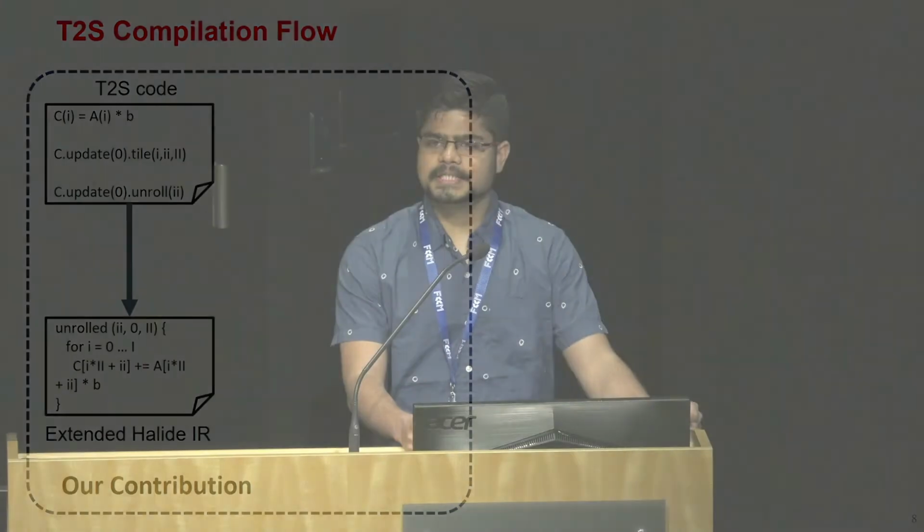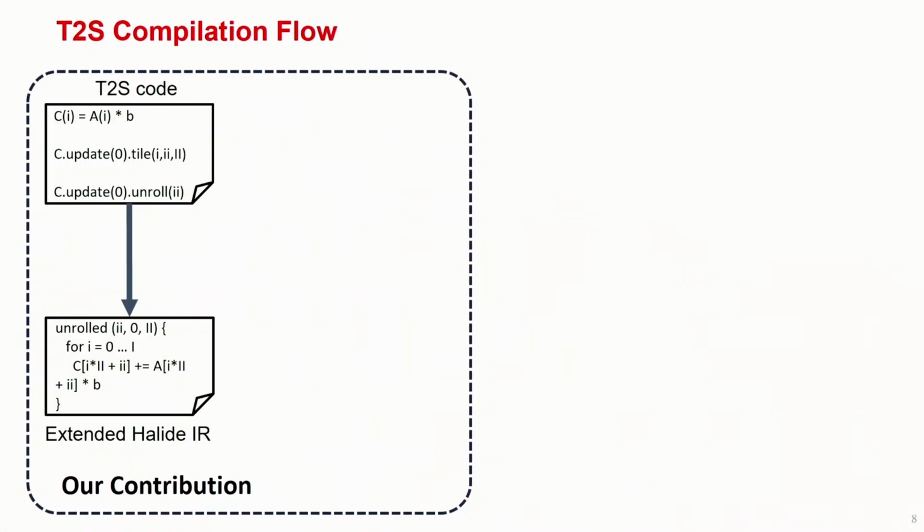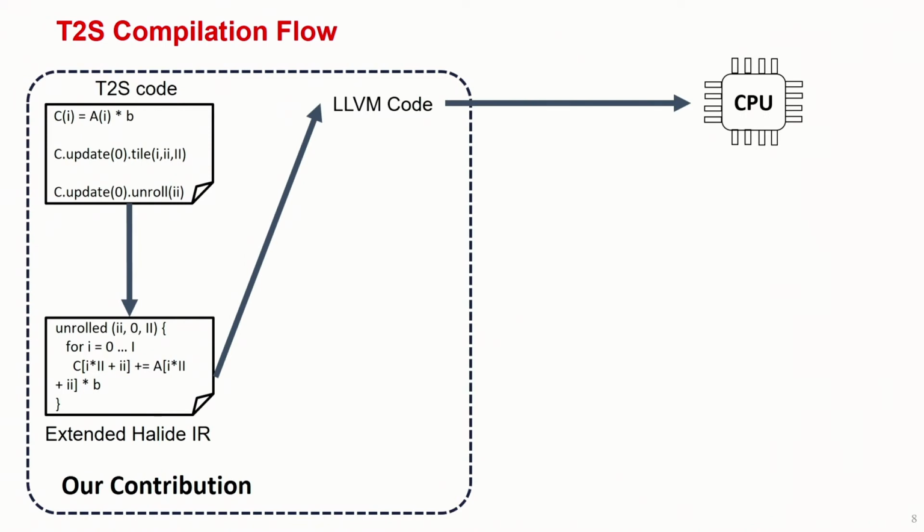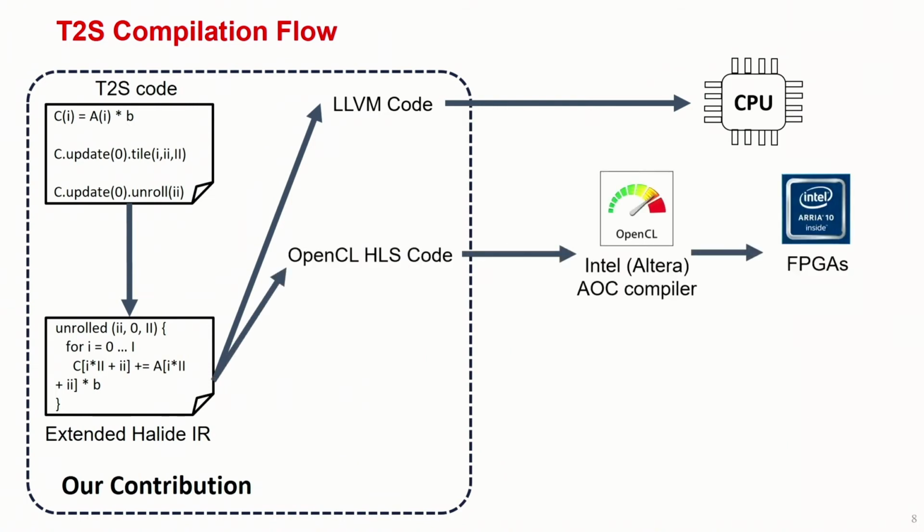Now let's talk about the T2S compilation flow. In T2S, the user or the programmer has to first provide a T2S specification. This T2S specification or T2S code is then compiled by the T2S compiler into extended Halide IR. For the host part, T2S generates LLVM code, which is then compiled into a binary and run on the host CPU. For the FPGA, currently T2S generates OpenCL HLS code, which is then compiled by the Intel Altera AOC compiler and run on Intel FPGAs.